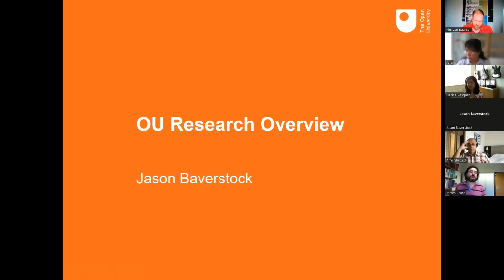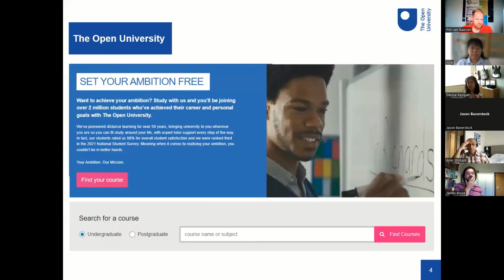I imagine everyone's heard of the Open University, and we've got a global reputation as a leader in online learning. We were established in 1969, and since then we've taught over 2 million students. By student number, the OU is the largest university in the country, and we've got offices in all 4 nations, which makes us unique amongst UK universities.